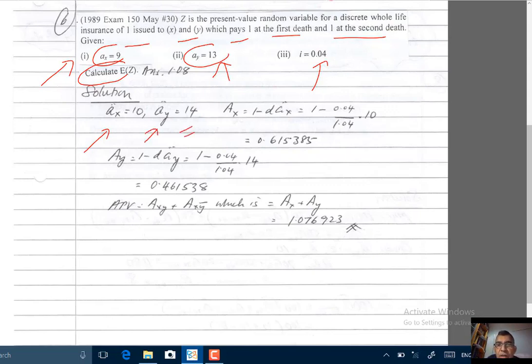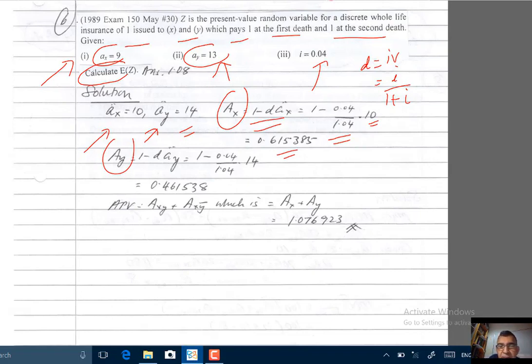Just add 1. So AX will be 1 minus d ä_X. Remember, d equals i v, which will be i over 1 plus i. That's what you see here. ä_X I know is 10. Clean up, you'll get AX as your insurance function as 0.615. Do the same for AY. The insurance function for Y, 1 minus d ä_Y again. Be careful, this is 14 now. Plug it into a calculator, you'll get 0.461.